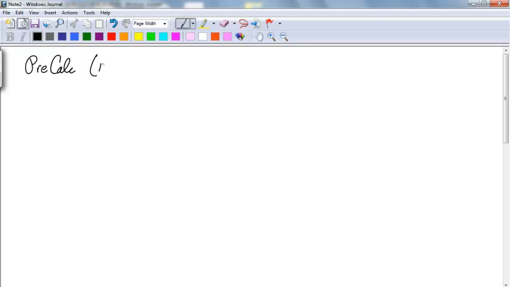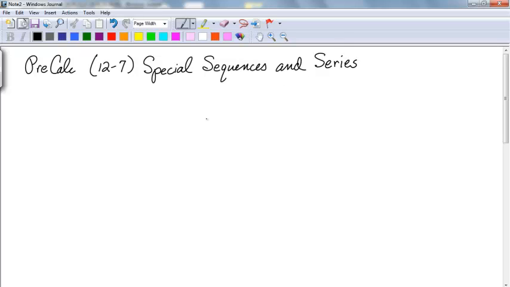Okay, so this will be on special sequences and series. And remember, the sequences are separated by commas. The series are separated by plus or minus signs. Okay? One that you have probably seen before, either in math class or in biology class, is the Fibonacci sequence.